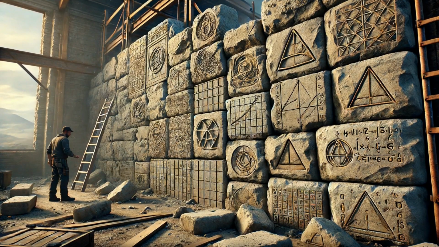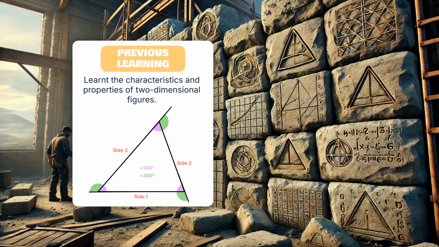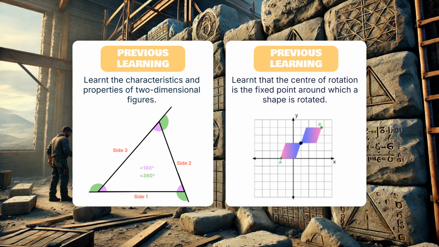In our previous lessons, we have established a solid foundation by discussing 2D shapes and the center of rotation. We have understood the characteristics and properties of two-dimensional figures. We also now know that the center of rotation is the fixed point around which a shape is rotated. Building on this foundation, we can now introduce the concept of rotational symmetry. With this new understanding, you'll be better equipped to tackle more advanced geometric problems and appreciate the symmetrical properties of shapes. Let's get started and explore the world of rotational symmetry.